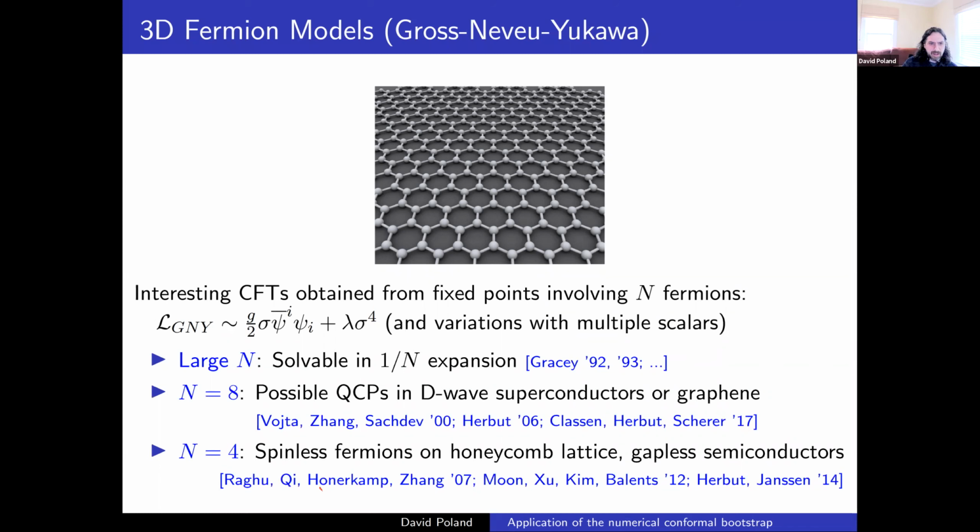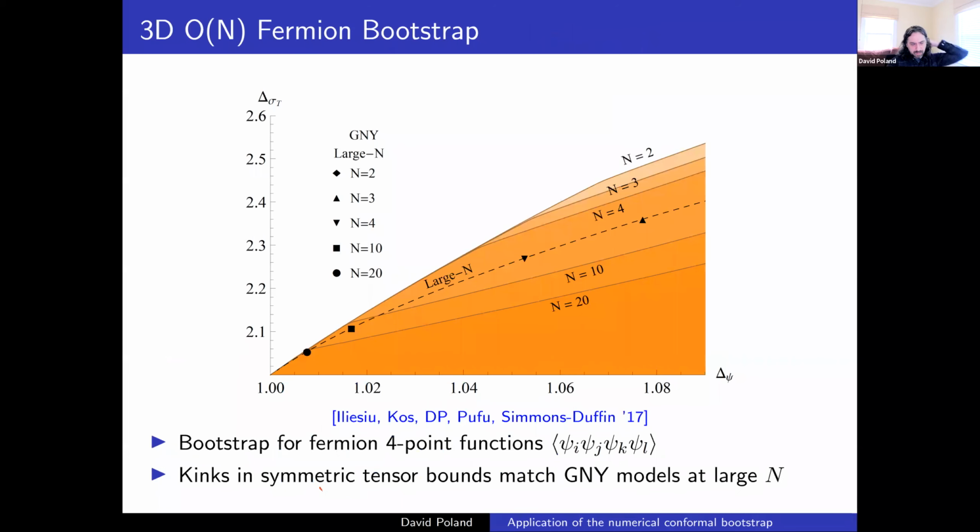The case of n equals 8 has been employed to describe possible critical points in D-wave superconductors or graphene. The case of n equals 4 describes models like spinless fermions on a honeycomb lattice, which can be simulated, models of gapless semiconductors. I'm not going to dive into these applications, but they're out there. And also these models have a 1/n expansion. So there are various Bootstrap results which relate to these fermionic models.